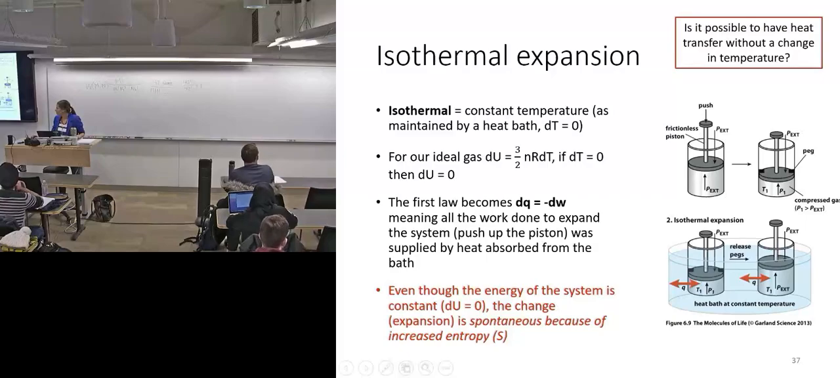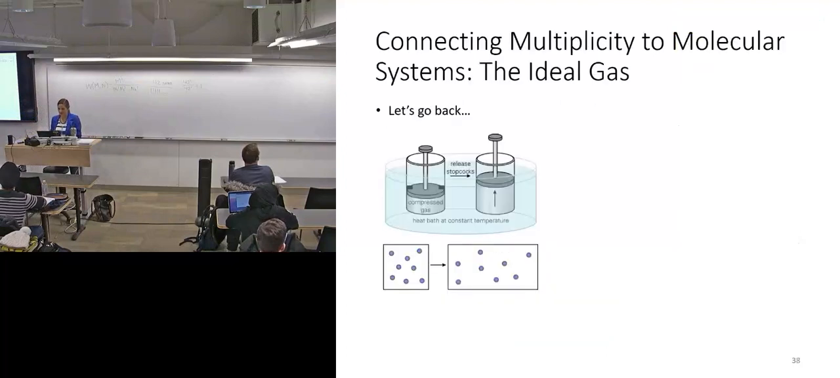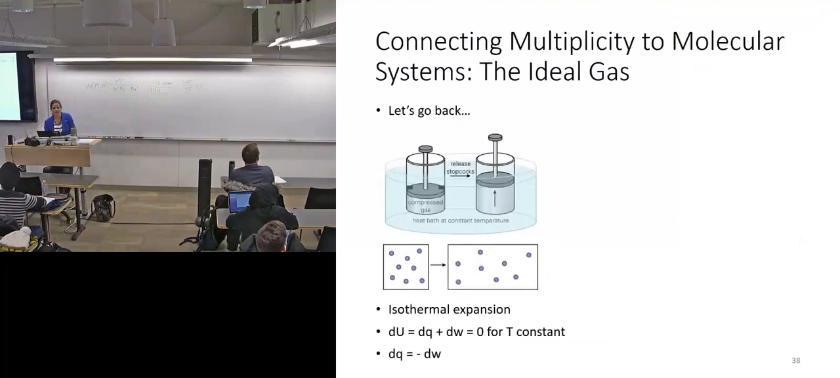Even though there's no change in energy in the system, there's no energetic input, this still happens spontaneously. And the reason is because S is going up. We're increasing entropy. Okay. So we've seen this a couple times. Now we'll actually use Boltzmann's statistical definition with it. Isothermal expansion of a gas.